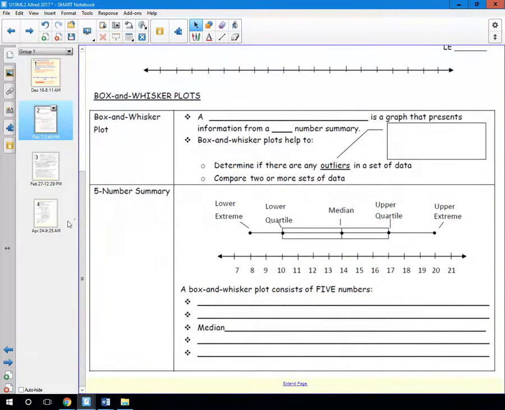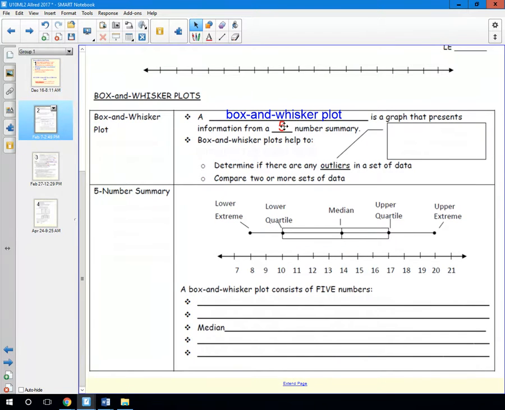When you look at the notes, when you hear the word box and whisker, what do you hear? Box and a whisker. So that's exactly what it is. It's a graph that has a box and some whiskers coming out to the side. Today I'm just going to be clicking, and you can write what I'm clicking on the board. A box and whisker plot is a graph that represents information from a 5-number summary.